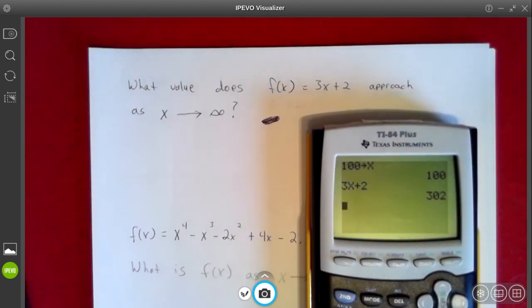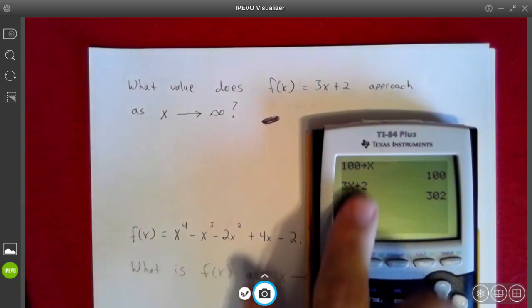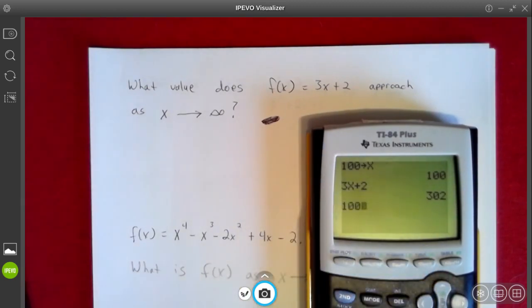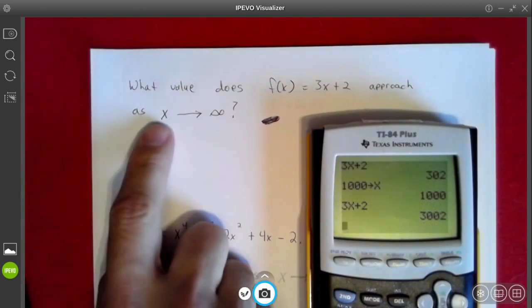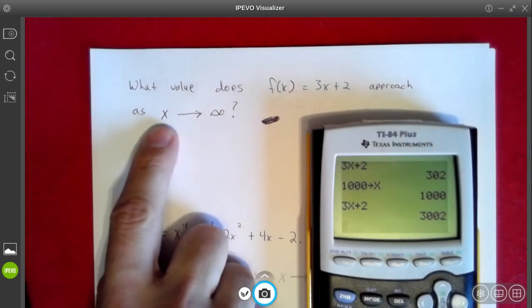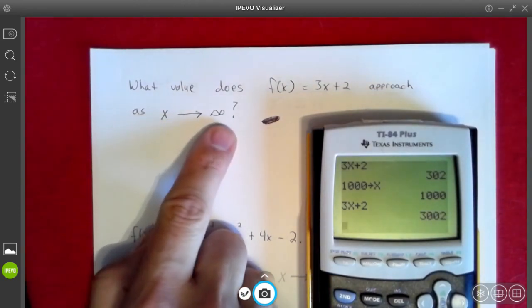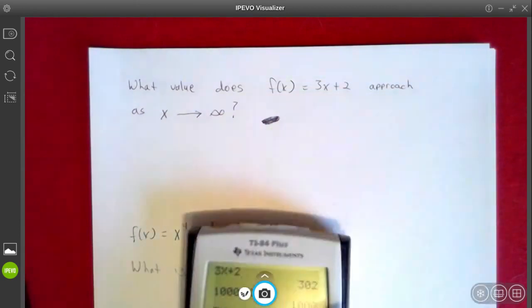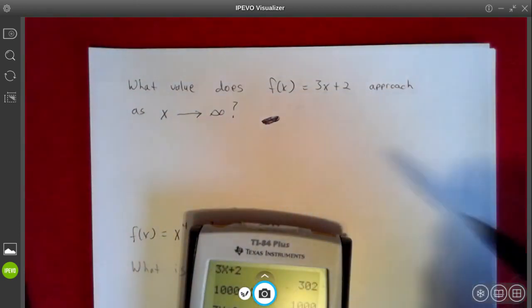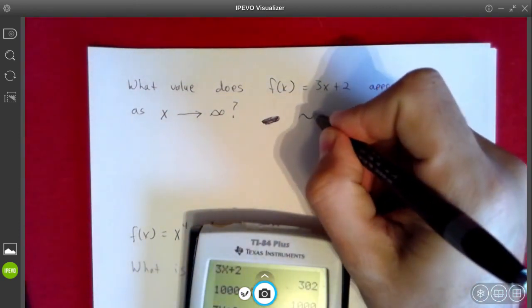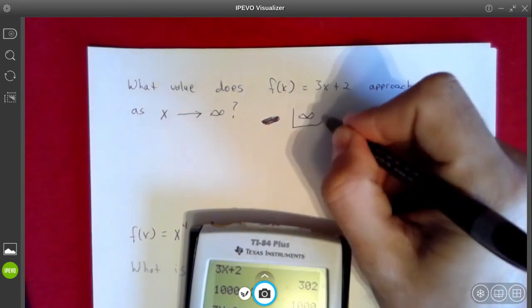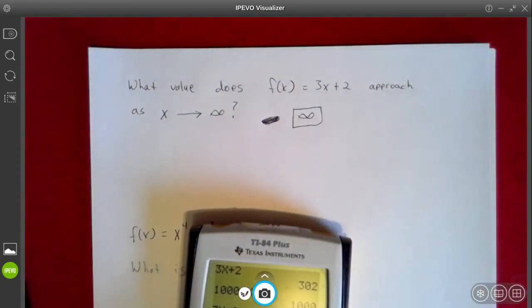That's the important bit. If we were to plug in an even bigger number for x, say 1,000, of course we would just get 3,002. And the bigger number that we plug in for x, as x gets bigger and bigger towards positive infinity, the value of the function tends towards positive infinity. That would be our answer here.